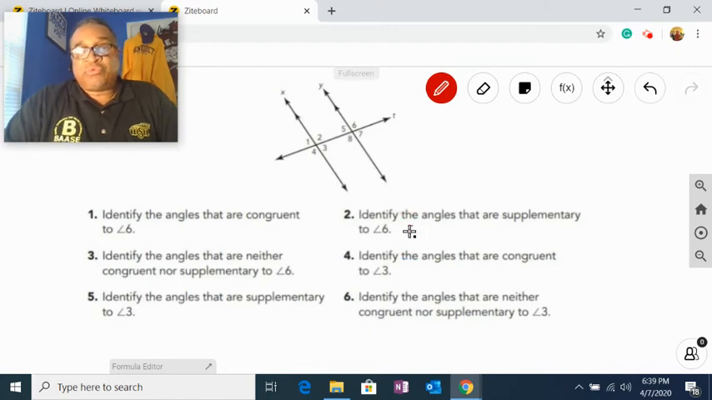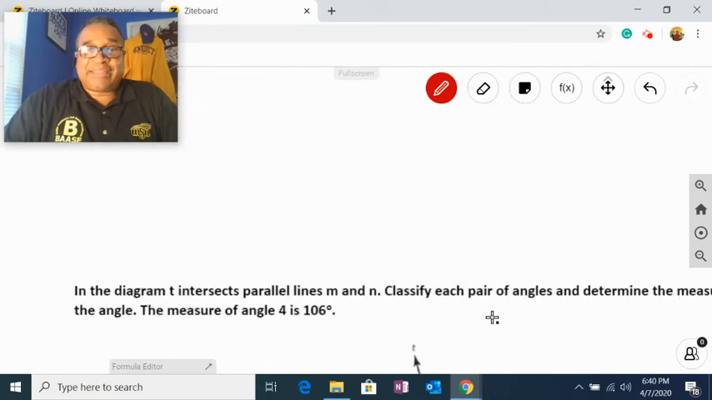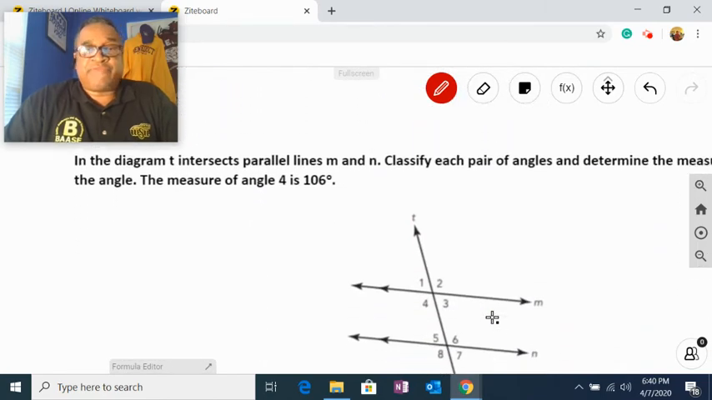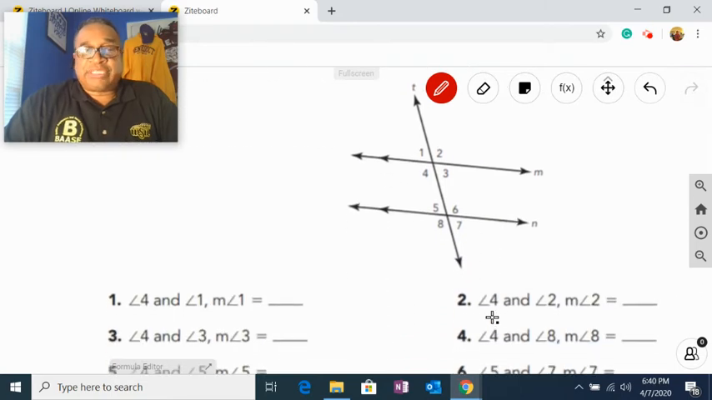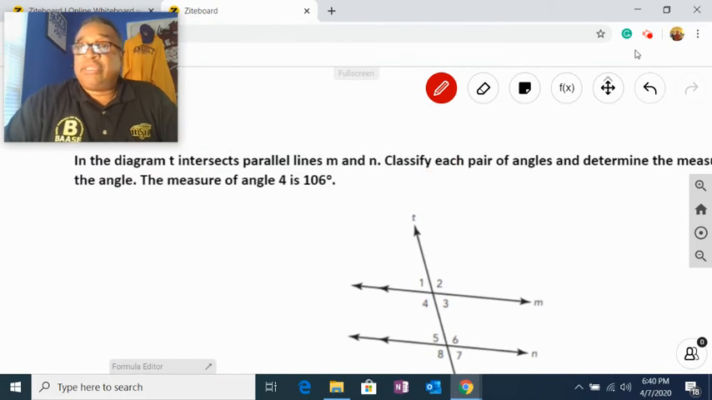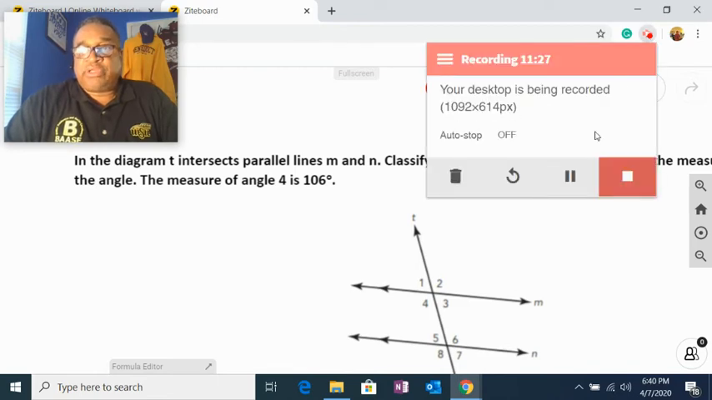Okay. Which ones would be supplementary to angle 6? Which ones would be congruent to angle 3? Okay. So there's some good questions there for you to think about. And I think the answers are down a little further. And then in the diagram here, you're doing the same thing. You're classifying those angles there. Well, you're coming up with the measure of these angles here. Let's spend a little time here before we close this video out.